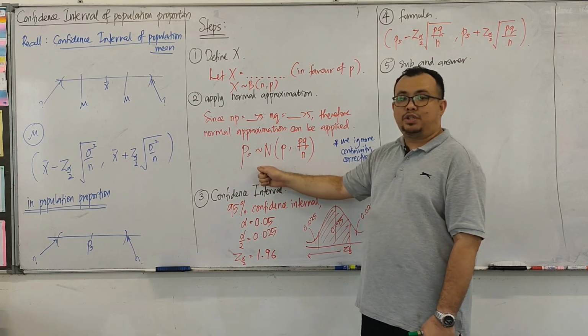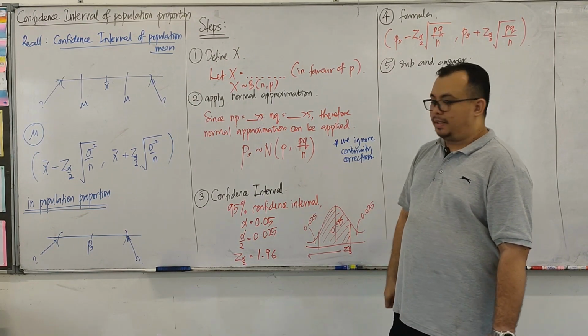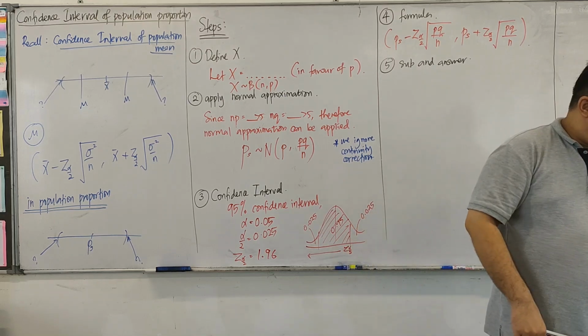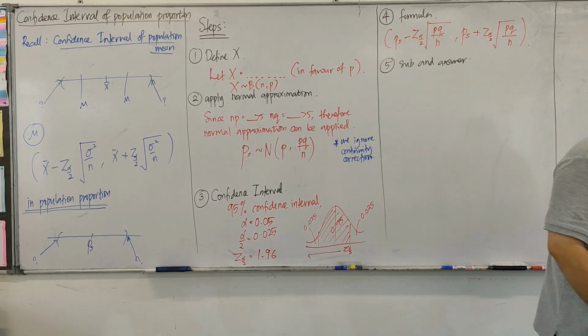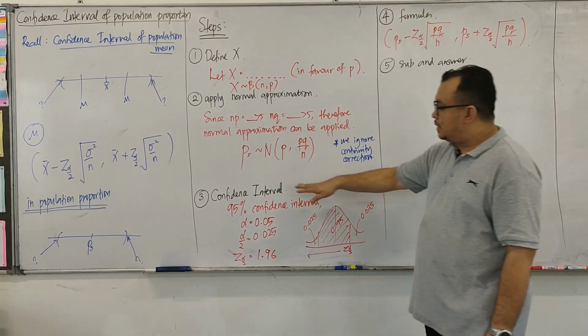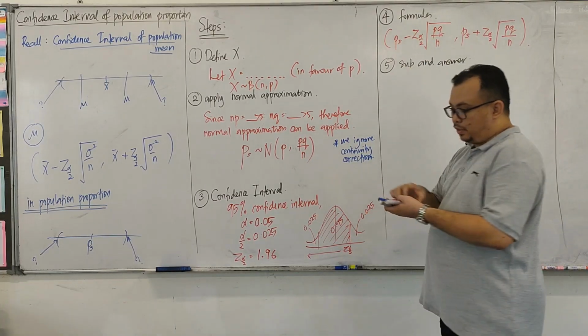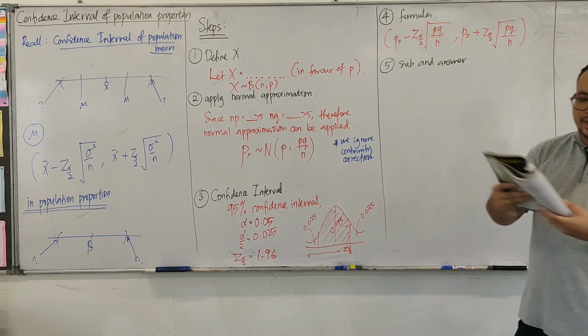This is our distribution for sample proportion, P, PQ over N. Okay, and then this is your same method like before. So now let's look at one example. Okay, jom kita tengok example.